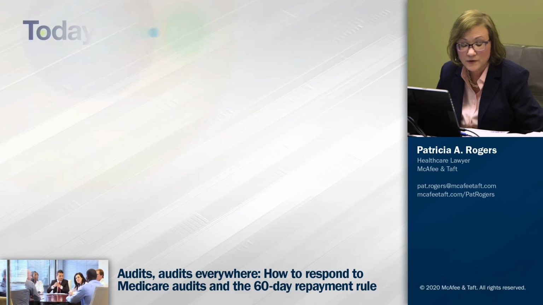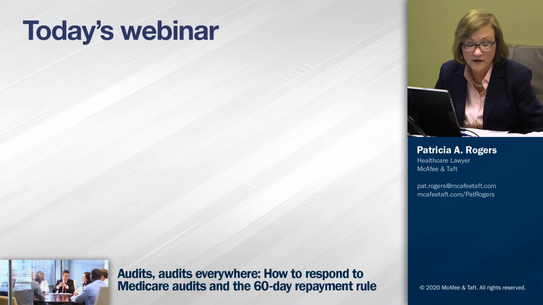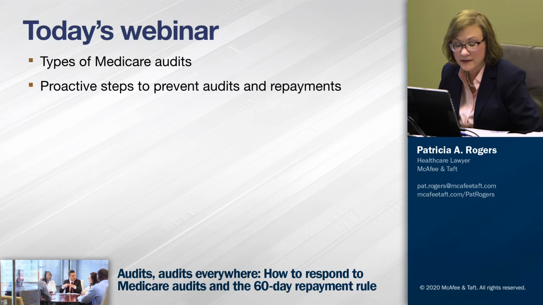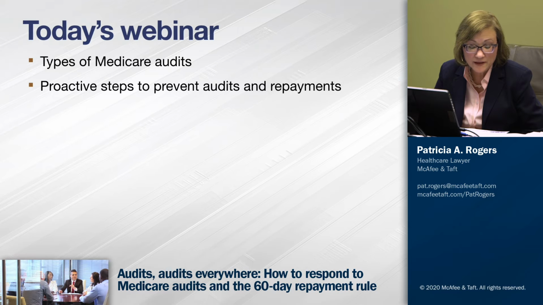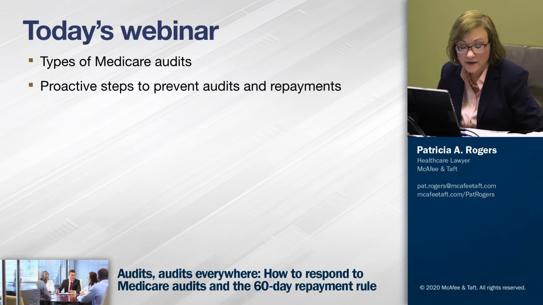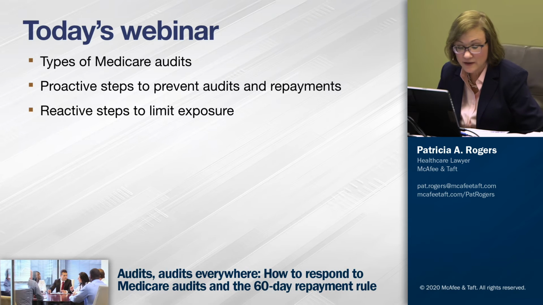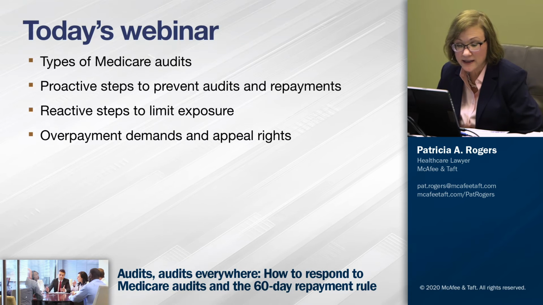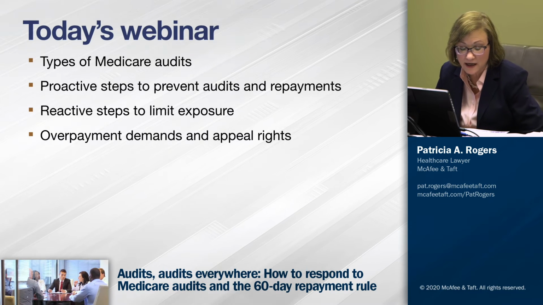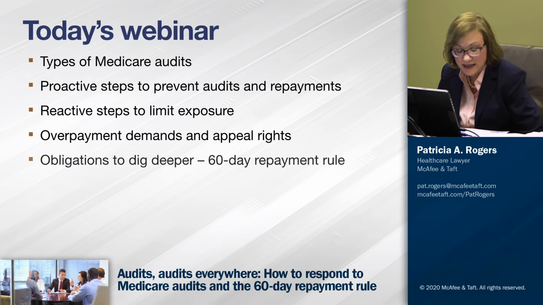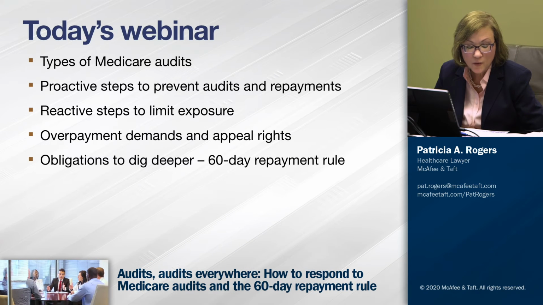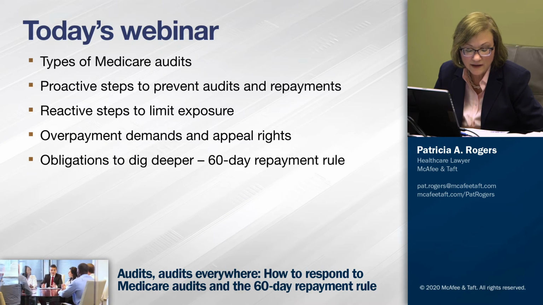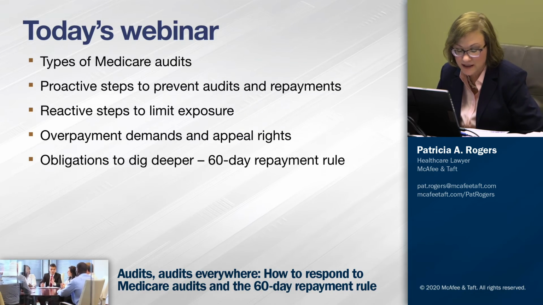We will talk briefly about the types of Medicare audits, what steps you can take to prevent audits and potential repayments. Once you receive a request for an audit or medical records, how to react to limit your exposure, what an overpayment demand will look like, and when you have appeal rights and what the timing of those rights are. And then lastly, Elizabeth will talk about when you have an obligation to go further with respect to an audit and potential repayments under the 60-day repayment rule.